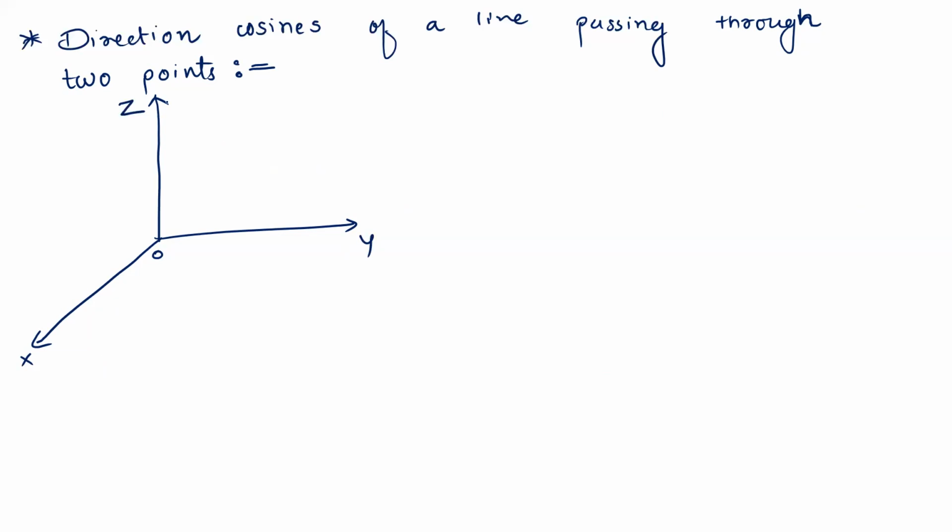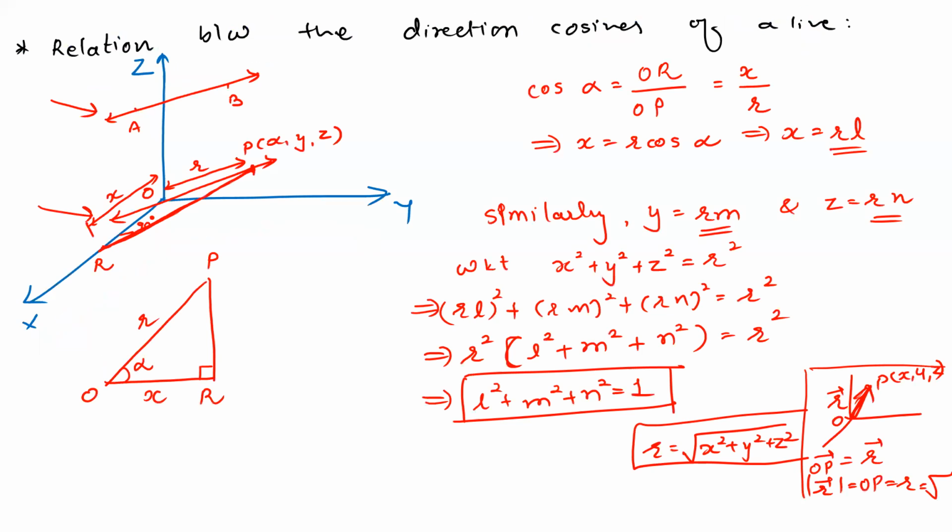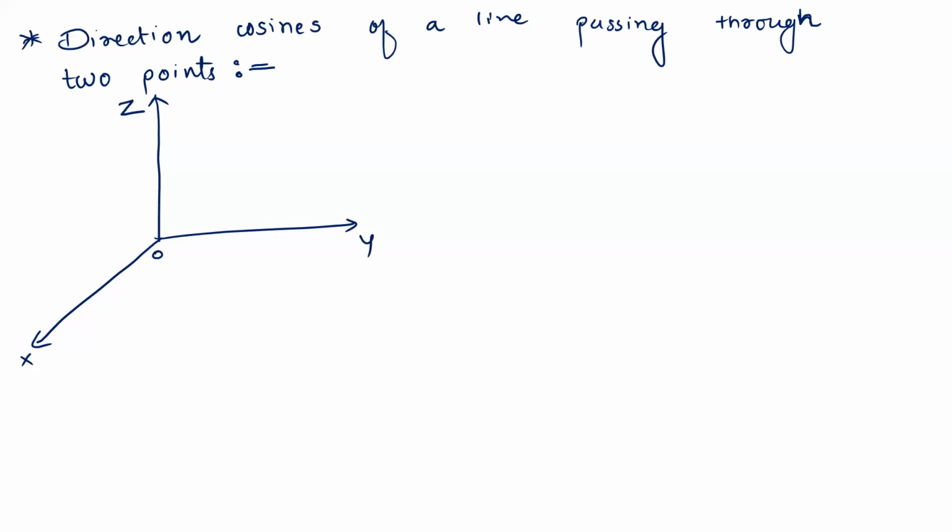What is the theory we are going to see? Direction cosines of a line passing through 2 points. As of now, we used to say only one point, no? It's like AB and OP and all, but this O is the origin and P is only 1 point. Suppose now you have 2 points. Suppose you have a line which is made up of 2 points, P and Q. Then what will be the direction cosines?